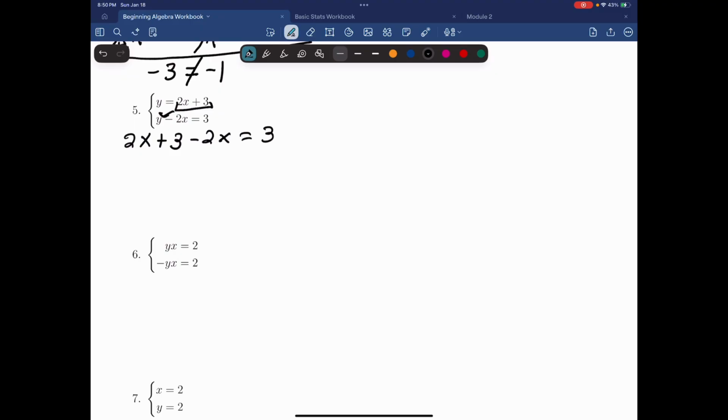Now to solve for x, let's combine our like terms. So we have 2x and -2x. Uh-oh. That cancels. The x terms cancel, and we get 3 equals 3. Now, recall, what does it mean when we get a true statement when we solve a linear equation? That means we have all real solutions. So what might all real solutions mean in this case? Well, that means that you have infinite solutions to this system of equations.